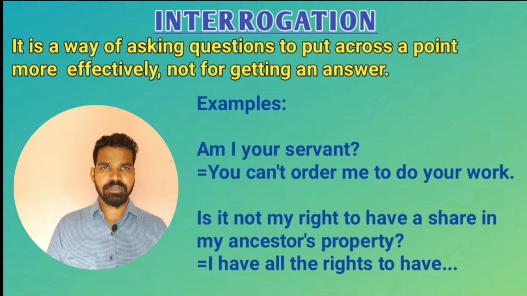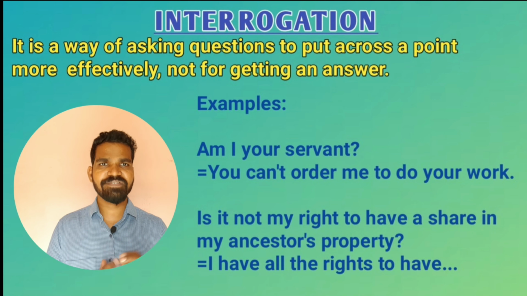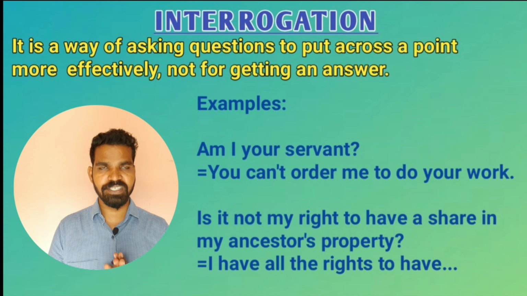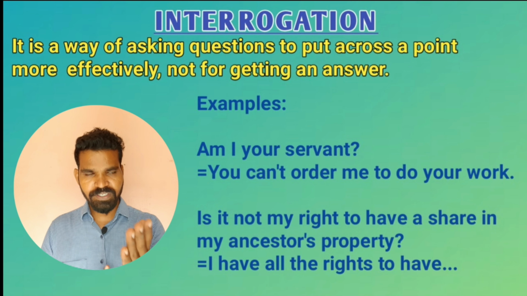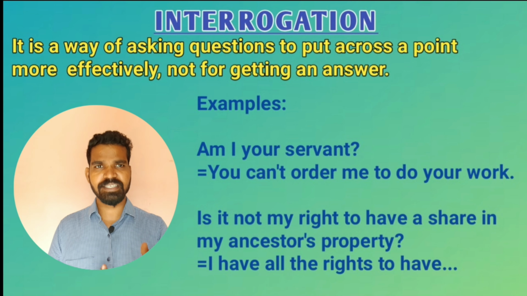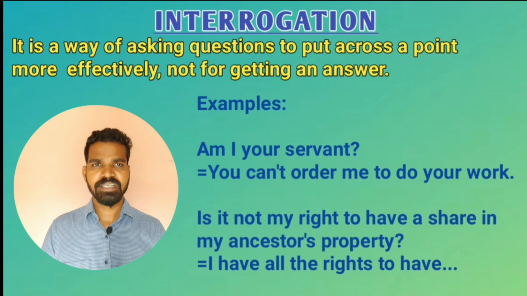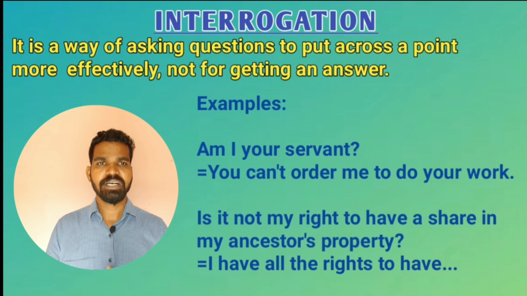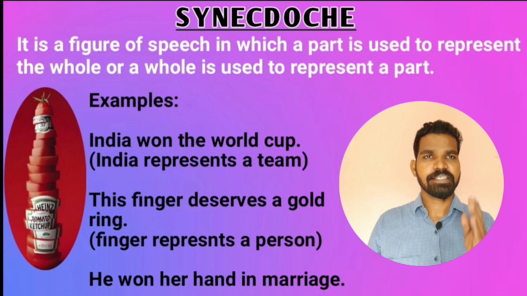That is irony. And another figure is interrogation. Interrogation is a way of asking questions to put across a point more effectively, not merely for getting an answer. Examples: am I your servant? It means you cannot order me to do something. The second example: is it not my right to have a share in my ancestors' property? I have all the rights to have. That's what it means.